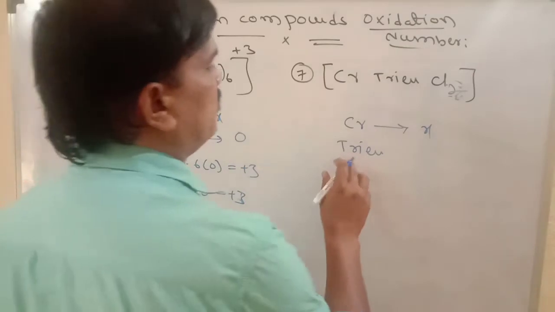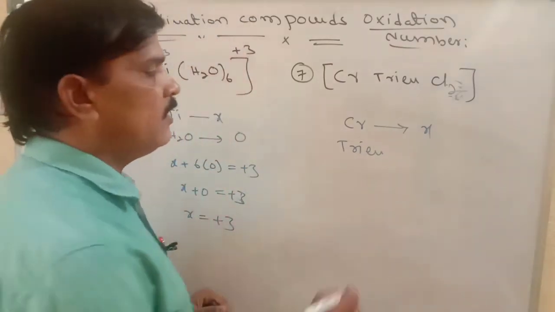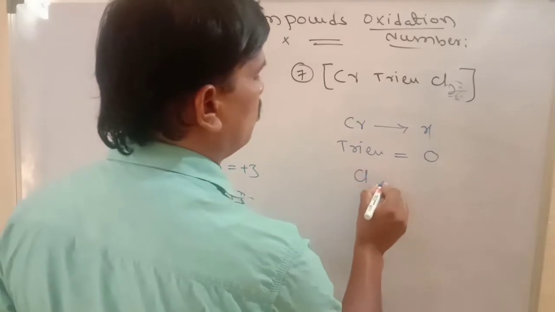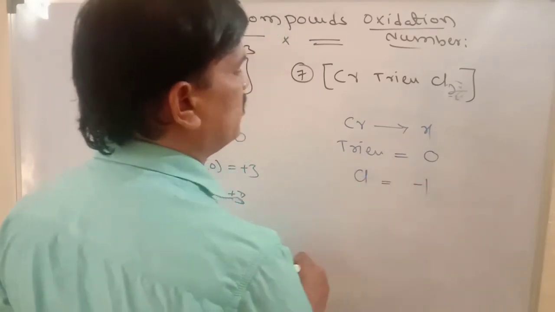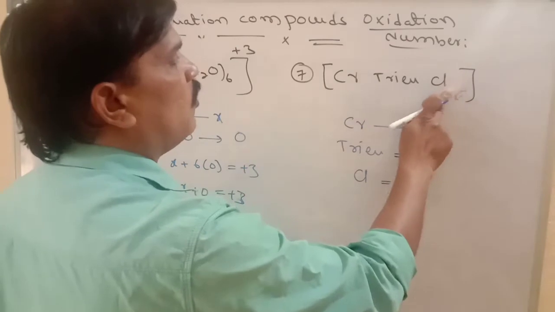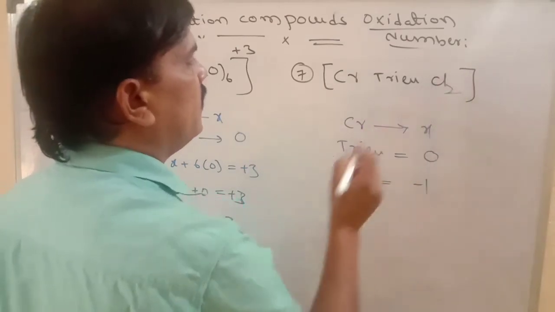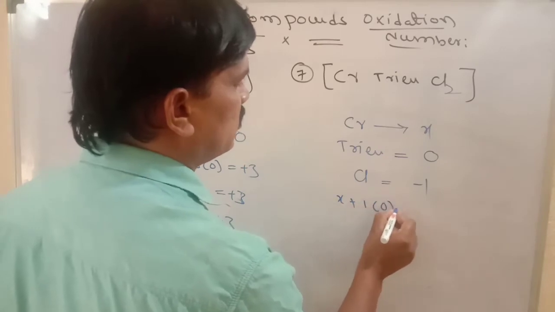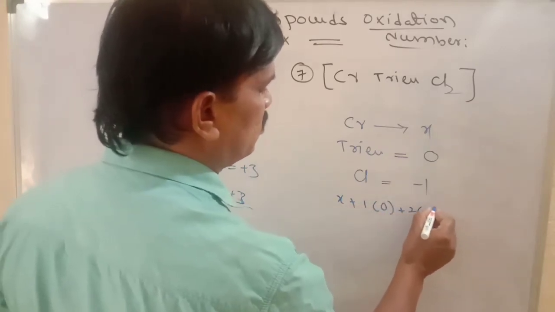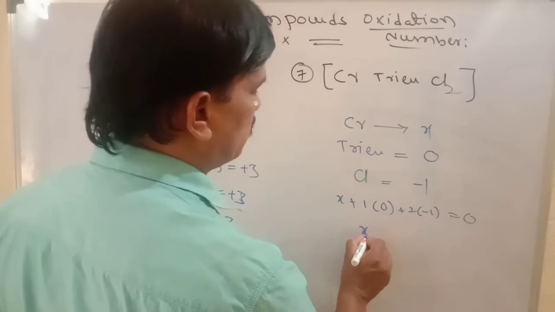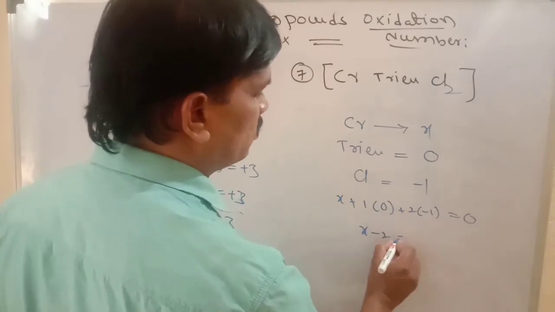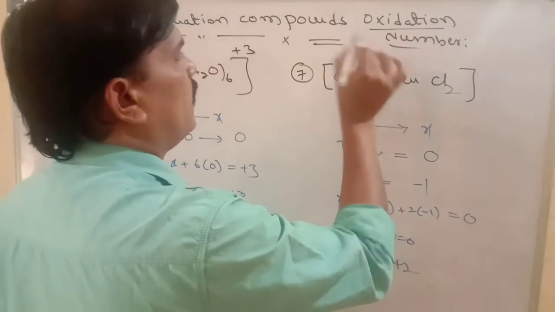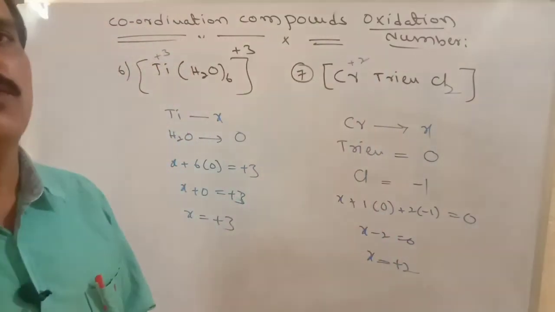Okay. Triene is a tetradentate neutral ligand. Tetradentate neutral ligand means its charge is 0. There are 2 chlorines, their charge is minus 1 always. It is a monodentate negative ligand. X plus triene, 1 triene is there, its charge is 0. 2 chlorines are there, the charge is minus 1, equal to 0. X into 1 plus 0, minus 2 equal to 0. X equal to plus 2. Now this charge is plus 2 only.